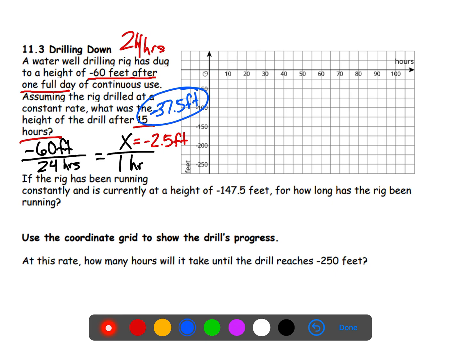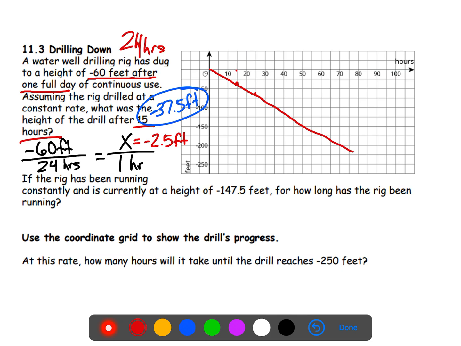Now, we can put this on the graph, and that would certainly be good information, but we know that in 15 hours, what we just calculated here, -37.5 feet. So we're going to have to kind of estimate here. Be someplace around there. We know that in 24 hours, it went -60 feet. Let's see, which would be about there. And it is a proportional relationship. So we can draw as straight a line as we possibly can to represent the rest of those values.